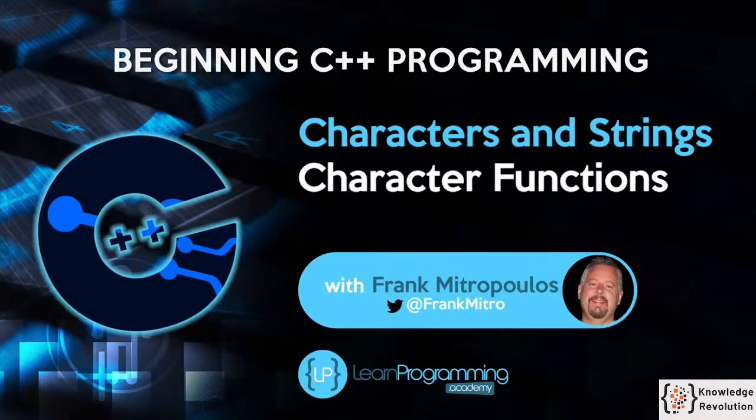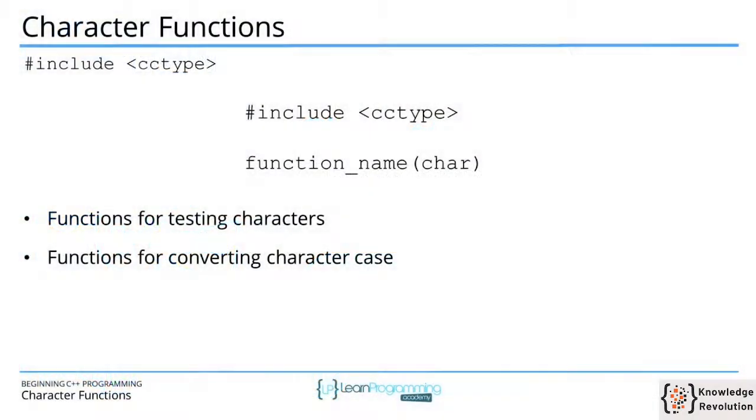In this video, we'll talk about the functions that we can use with characters. The cctype library includes very simple and very useful functions that allow the testing of characters for various properties, as well as the conversion of characters from upper to lower or lower to uppercase. In order to use these functions, you must include cctype. The functions all expect a single character. In the case of the testing functions, they evaluate to true or false, and the conversion functions return the converted character. Let's see some of these functions.